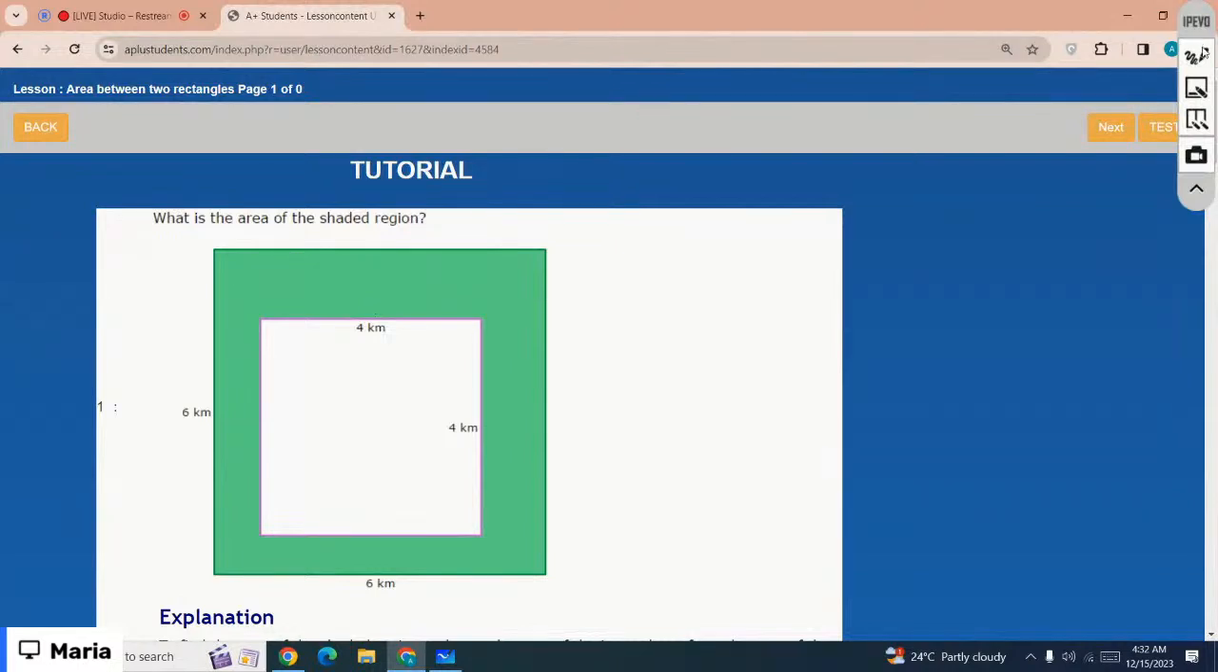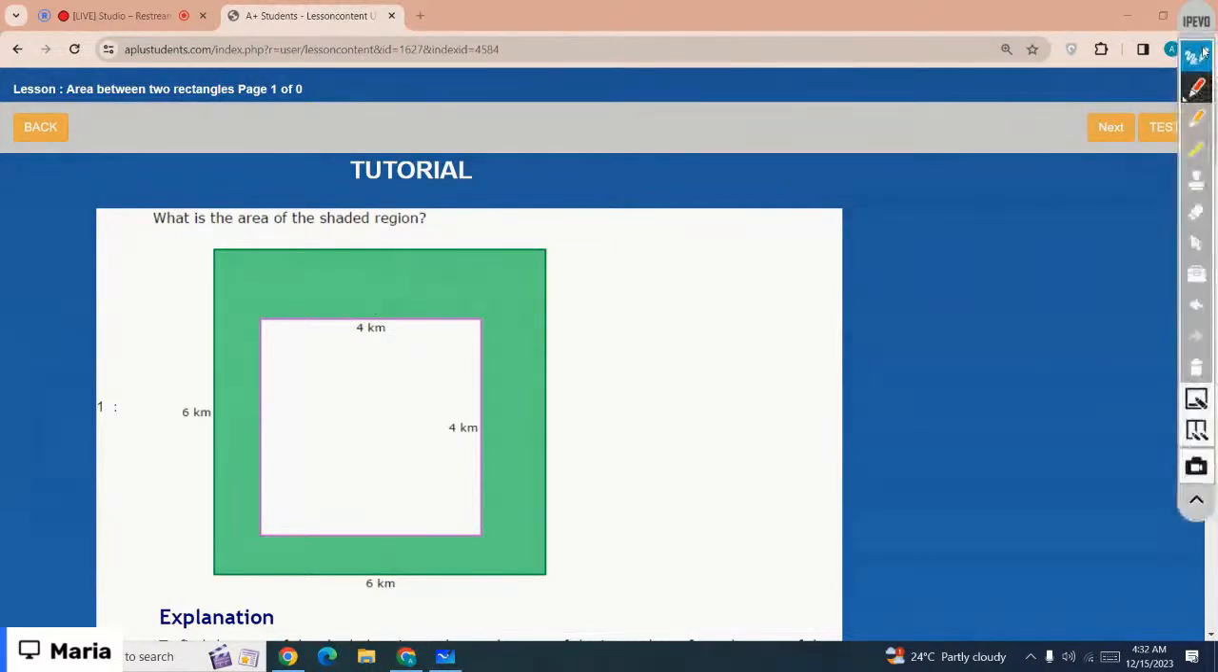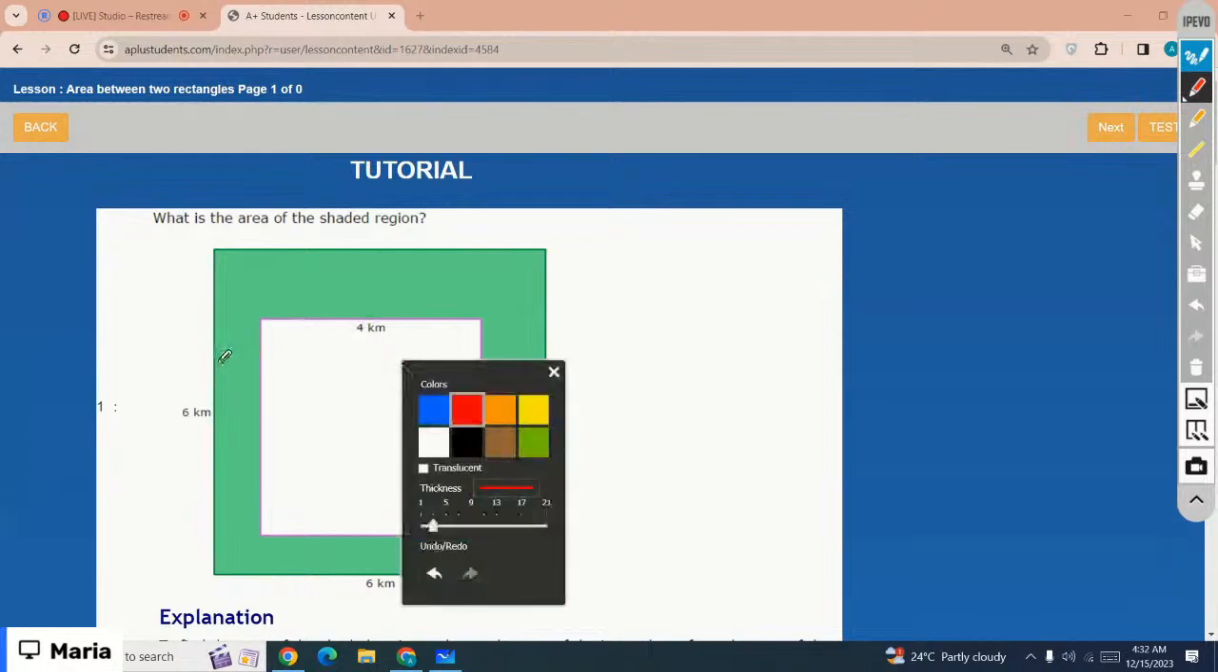So what you have to do is calculate the area of both the rectangles, the greater one and the smaller one. Then you have to subtract the area of the smaller rectangle from the greater one and you will get the area of the shaded region.